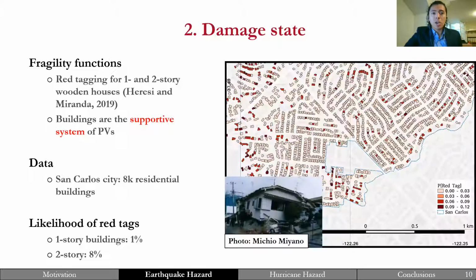So then we assess the damage states. We assess whether houses would be red-tagged or not for 1-story and 2-story houses. We got the exposure data from tax assessor data in California, which is quite a comprehensive data set that gives you data building by building. We work with the fragility functions developed by Professor Iresi and Professor Miranda, developed a year ago.